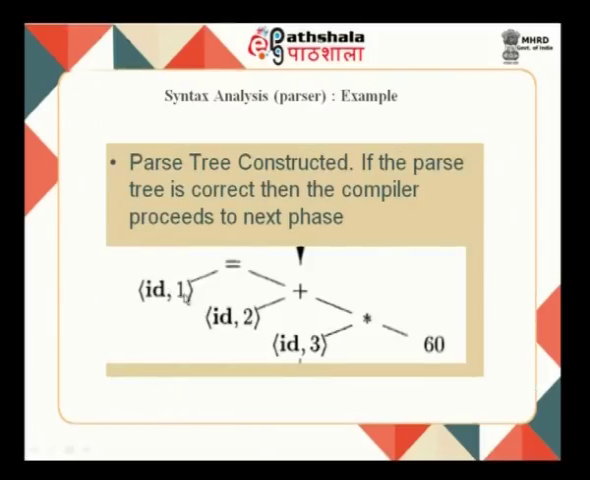So, this is what we just now saw: id comma 1, this is my lexeme, equal to id comma 2 plus id comma 3 into 60. So, the parse tree is constructed, the parse tree is correct, and the compiler proceeds to the next phase. If the parse tree is incorrect, on the other hand, it basically recovers from the error and then logs into the error handler for subsequent correction by the user.